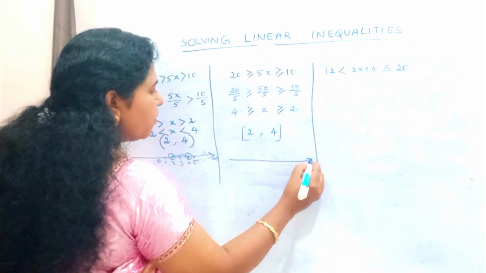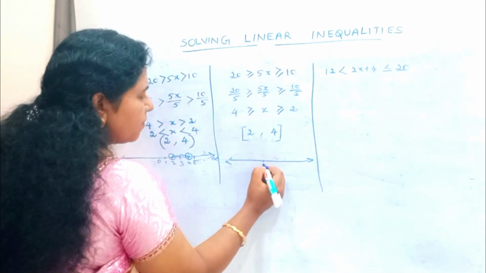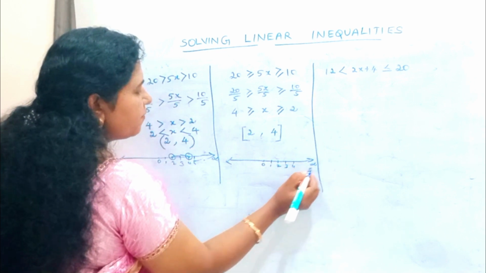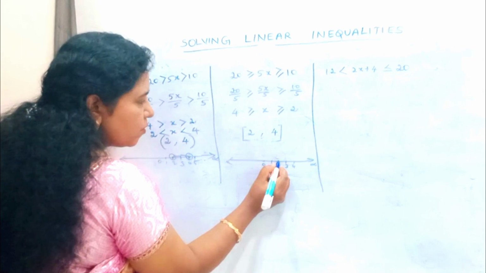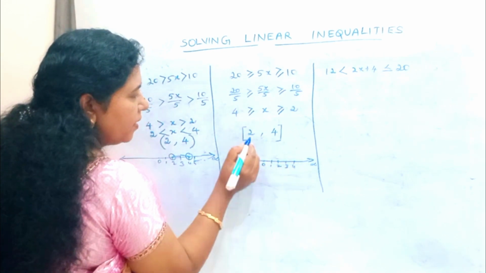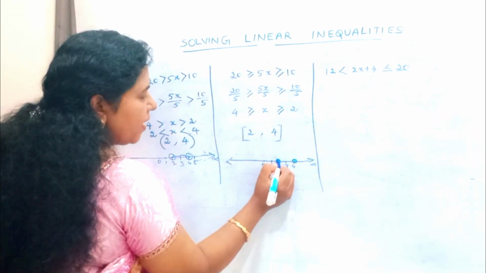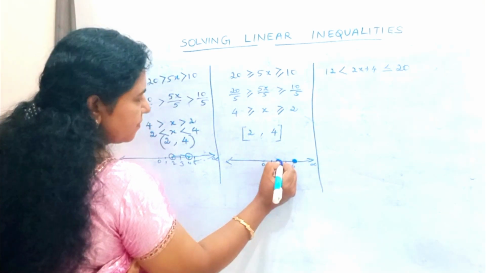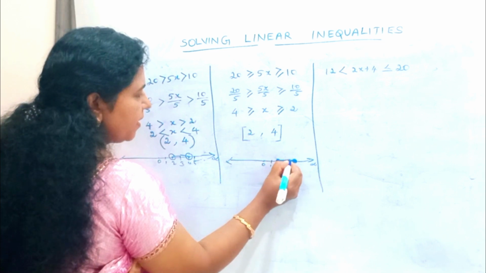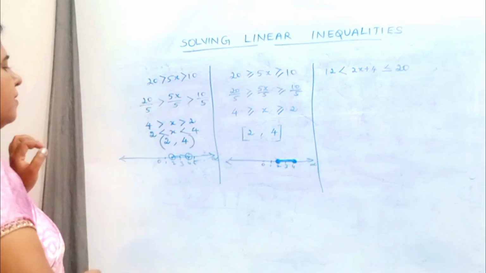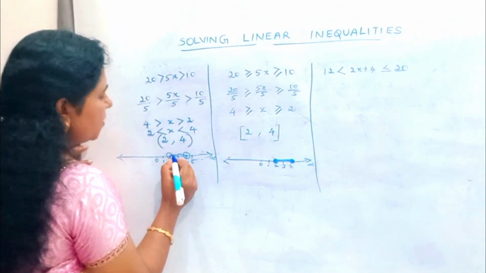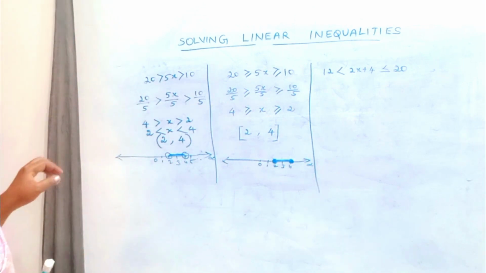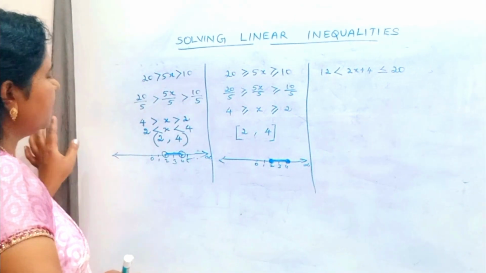Now when we are drawing the number line, we have 0, 1, 2, 3, 4, and here it is infinity. So here 2 and 4, both are included. So here we have to use a closed circle, and here also we have to use a closed circle. And this will be the representation. Okay, so in this way we can bring out the answer.